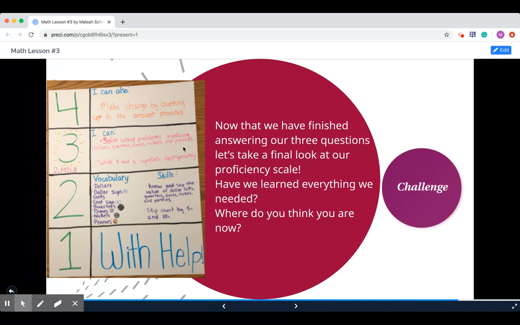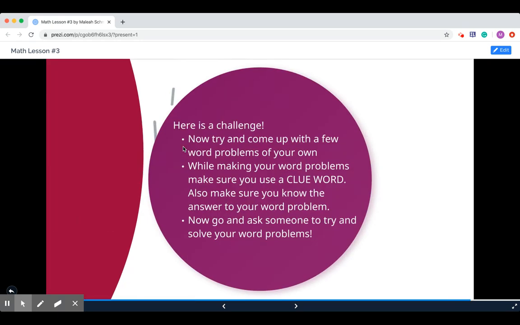So now I have a challenge for you. Here is a challenge. Now try and come up with a few word problems of your own. While making your word problems, make sure you use a clue word. By using a clue word, it helps the other people who you want to maybe solve it so they know if they need to add or subtract. You also need to make sure that you know the answer to your word problem, so if somebody tries to answer it, you know if their answer is correct or not.